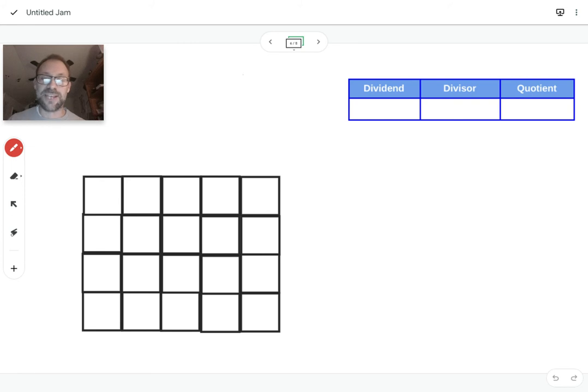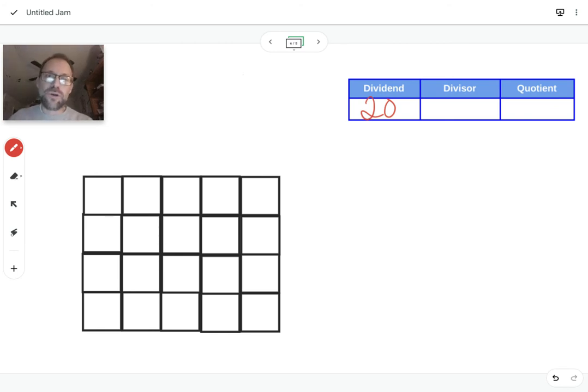Okay, so what did you come up with? Well, the dividend is the amount that we start with. And we're starting with 1, 2, 3, 4, 5, 6, 7, 8, 9, 10, 11, 12, 13, 14, 15, 16, 17, 18, 19. We're starting with 20. So our dividend in this case is 20, right?